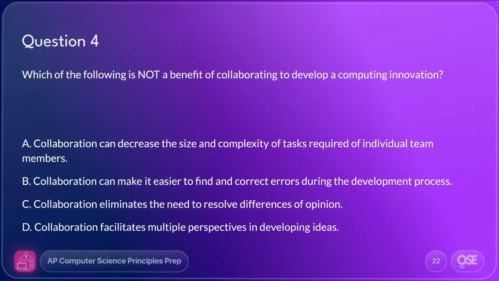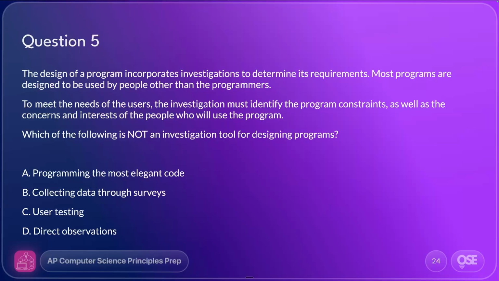Question 4. Five, 4, 3, 2, 1. The correct answer is C, because we still have to resolve differences of opinion. Question 5. The correct answer is A.